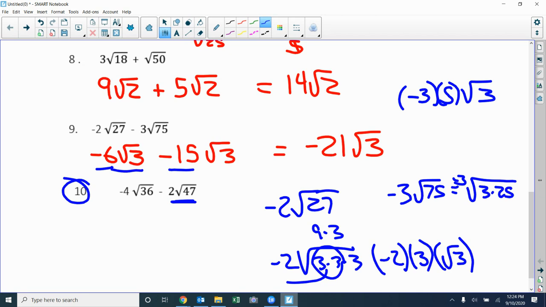But 36 is a perfect square, right? So it does say simplify. So this would be -24 minus 2 square roots of 47, which will get you the credit. Does everybody see why that's -24?